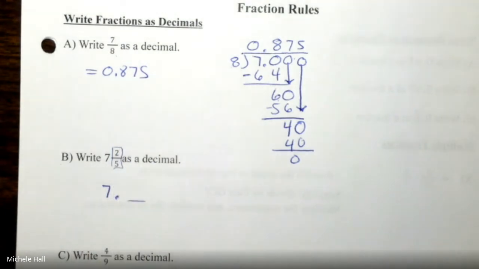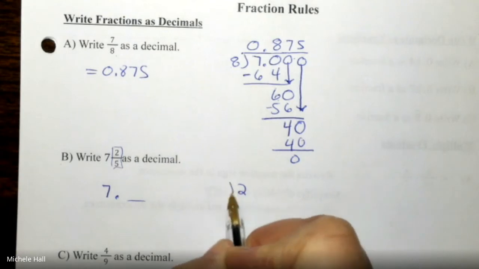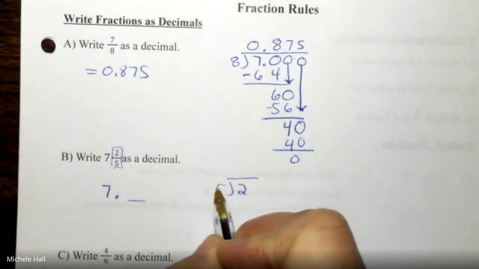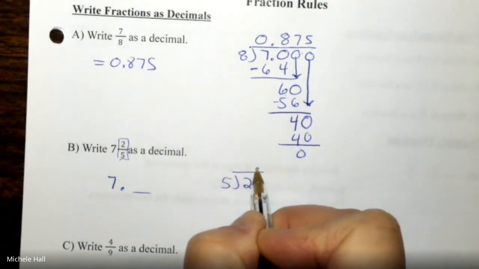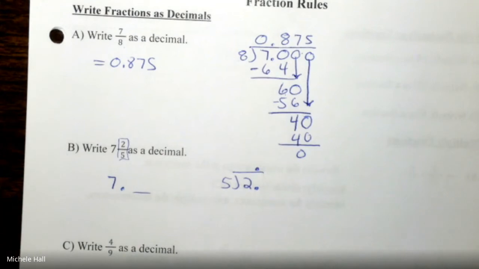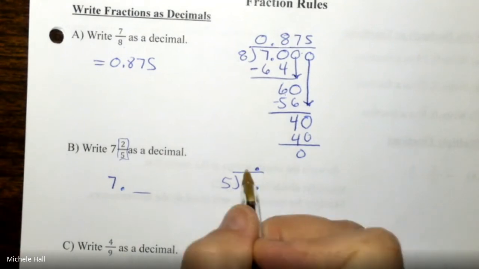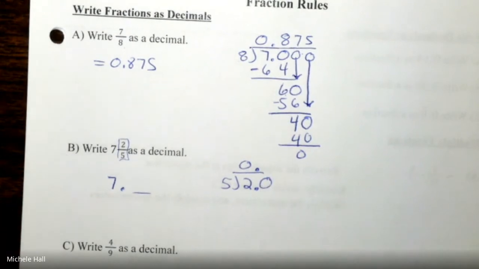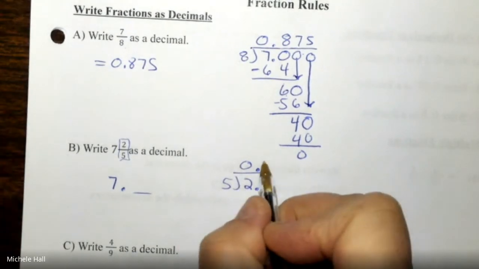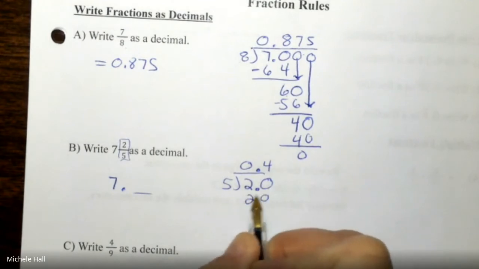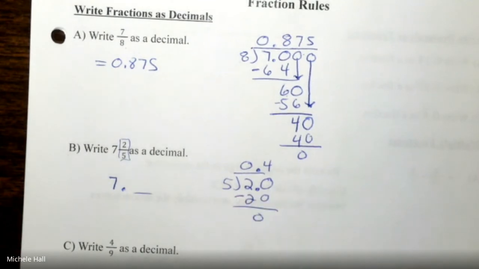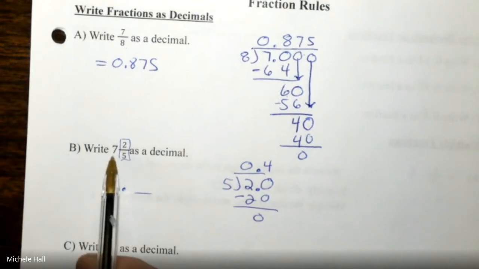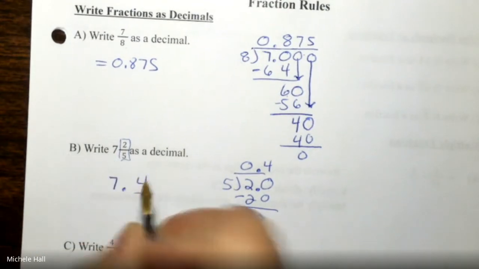2 divided by 5. Bring my decimal up in my answer. And I see that 5 cannot go into 2. And when I add a 0, I see that 5 can go into 20 exactly. And so there's the decimal part I'm looking for. So this would be 7.4.